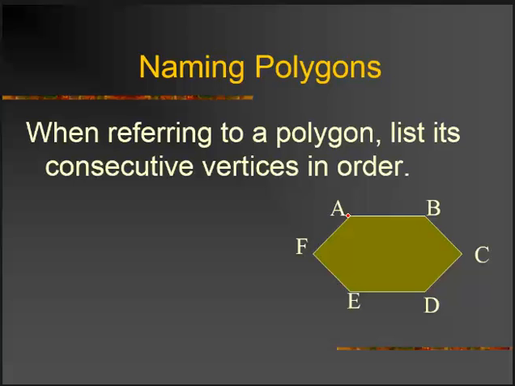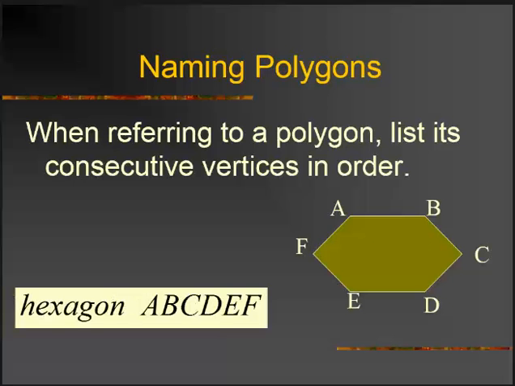So it says to list its consecutive vertices in order. Consecutive meaning one right after the other. So we're going to start with A. We would name it B, C, D, E, F. And yes, you have to name all of them. So again, this being a hexagon, we should have 6. So we would name the hexagon A, B, C, D, E, F. However many vertices there are, that's how many points you should have in its name.